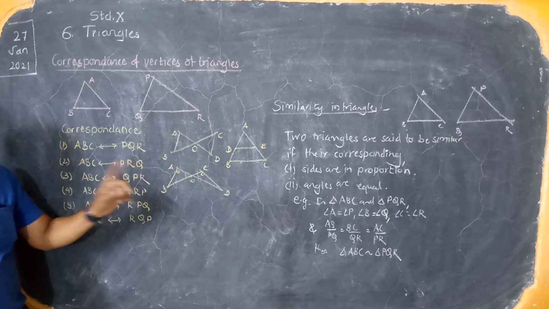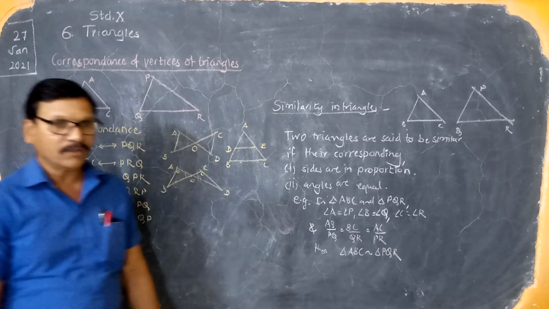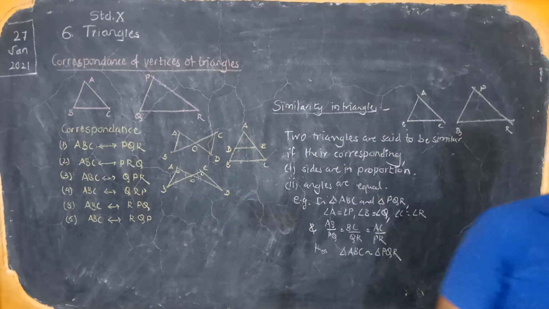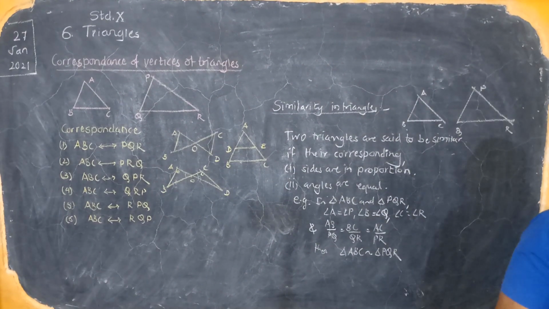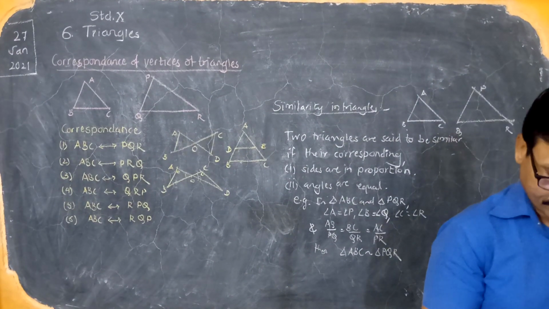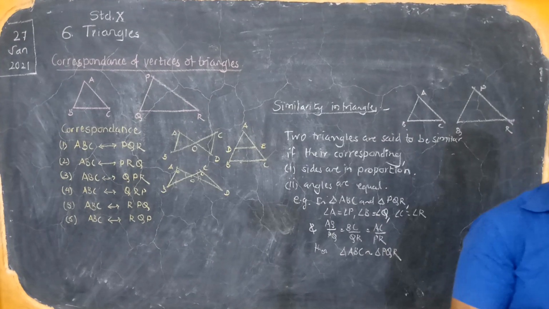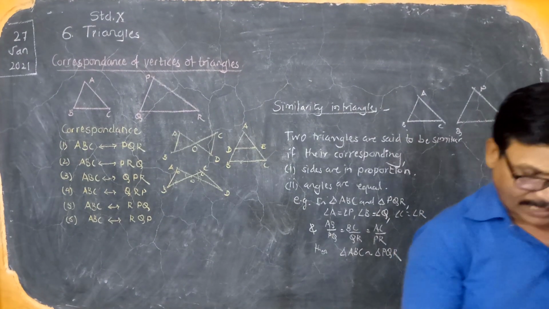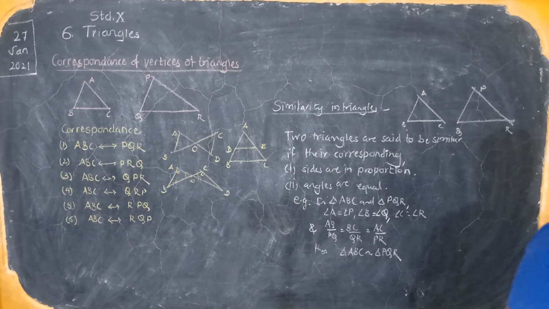So always remember this thing: correspondence of vertices of two triangles. The ratio of two corresponding sides in two equiangular triangles is always the same.